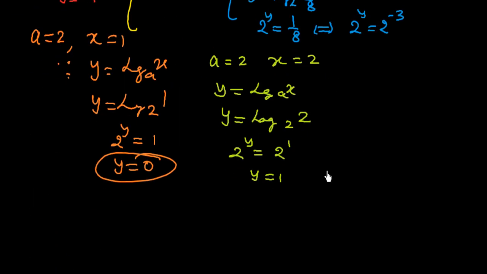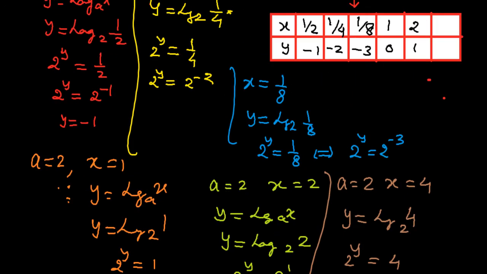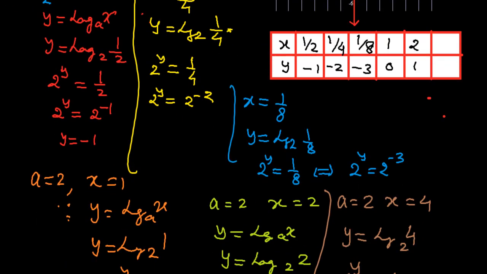Now a is already 2 there, and x is equal to 4 we are taking now. So y is equal to log 4 base 2. 2 power y is equal to 4. So 2 power y is equal to 2 power 2. So y is equal to 2 here. So if x is equal to 4, y is equal to 2.